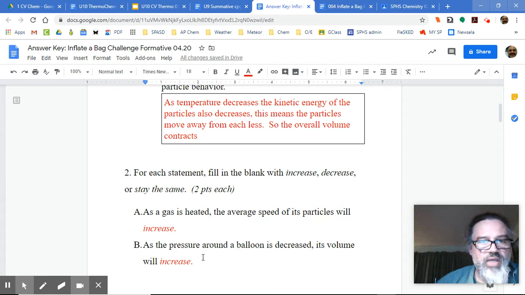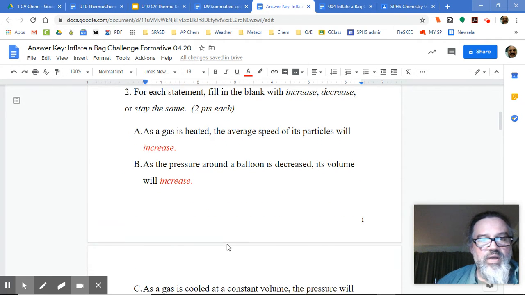When you look at the pressure around a balloon going down, think of that bell jar when I had the balloon inside the jar. If the pressure on the outside goes down, there's less collisions on the outside. And so the volume will increase because there's still the same number of collisions on the inside, and the flexible container will expand. That's Boyle's law.